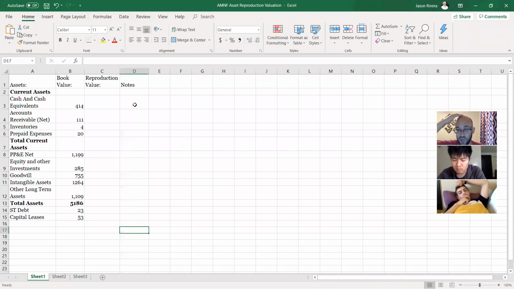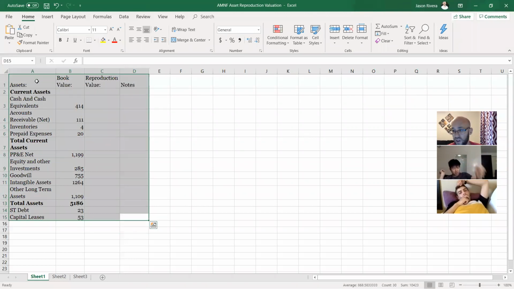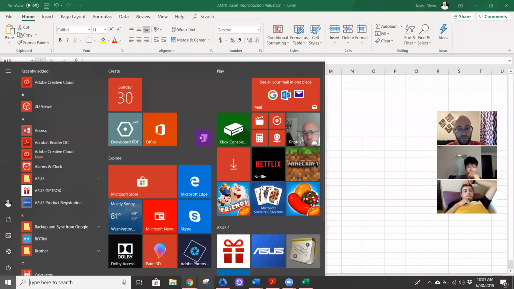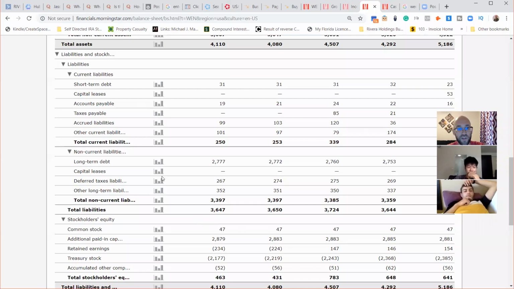Not necessarily the ones I worked on with the first edition of How to Value Invest, but now I save everything. So if I do an asset reproduction valuation for a company I evaluated 4 or 5 years ago, I can go back and look at it. Sorry about the coughing and clearing my throat.